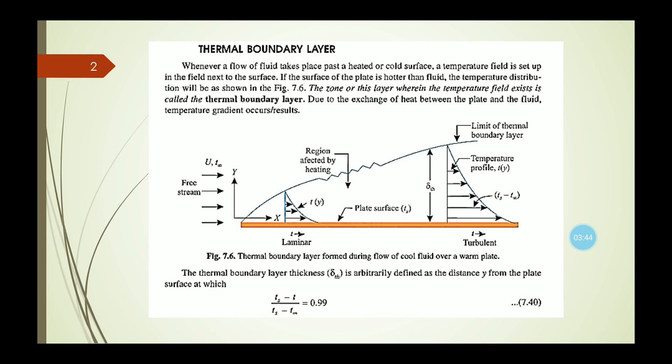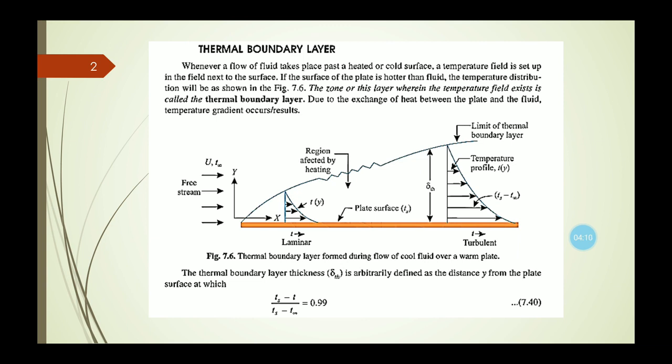Now in this thermal boundary layer, the boundary layer thickness notation is delta TH. This TH represents thermal. So in case of the velocity boundary layer, we have seen the boundary layer thickness notation was only delta. But in case of the thermal boundary layer, the boundary layer thickness notation is delta TH.